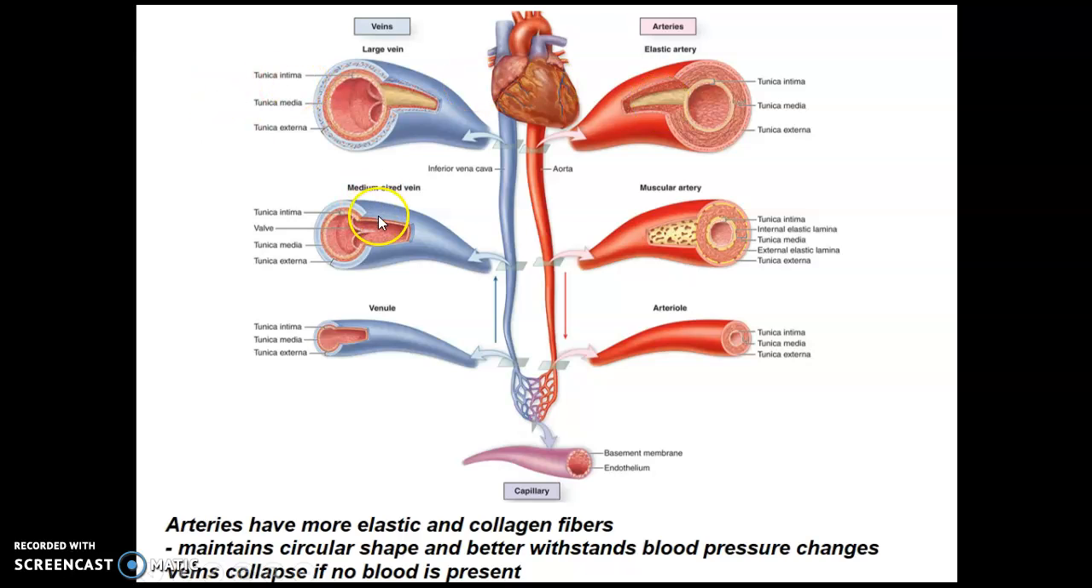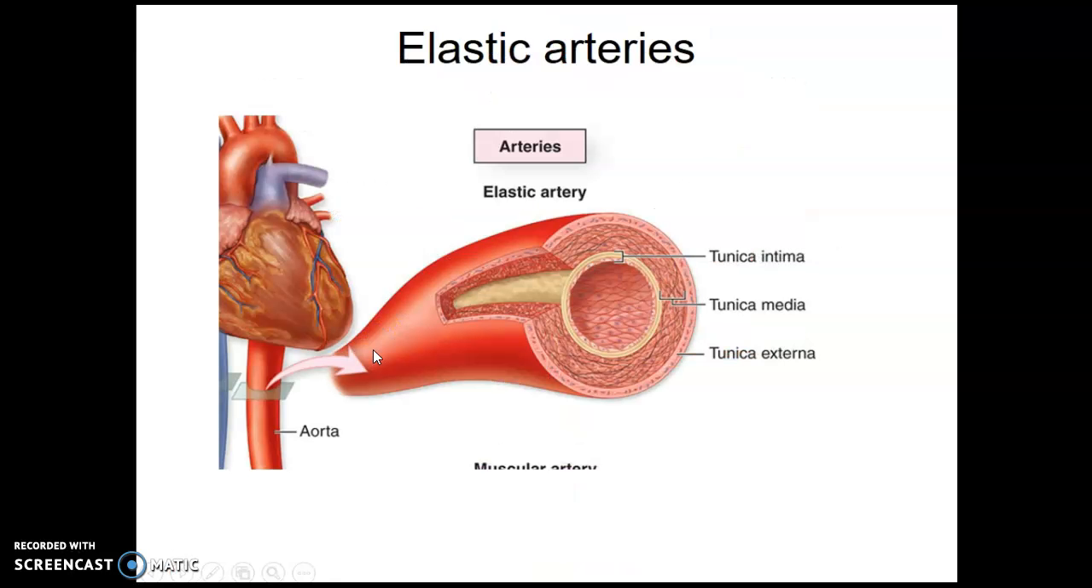Your veins will collapse if there's no blood present. This is why, if you've ever had someone taking blood and they may have pierced a vein, they have trouble getting blood from the vein. Veins don't have any structure holding them up, and they're held up by the volume of the blood within them. Otherwise, they can collapse down pretty easily. That's because they don't have this thick muscular wall that we find in the arteries.